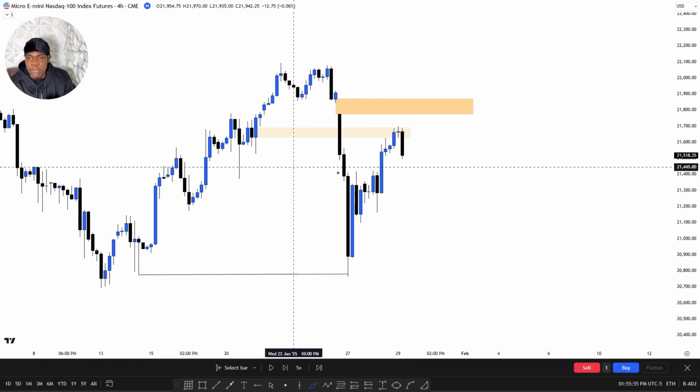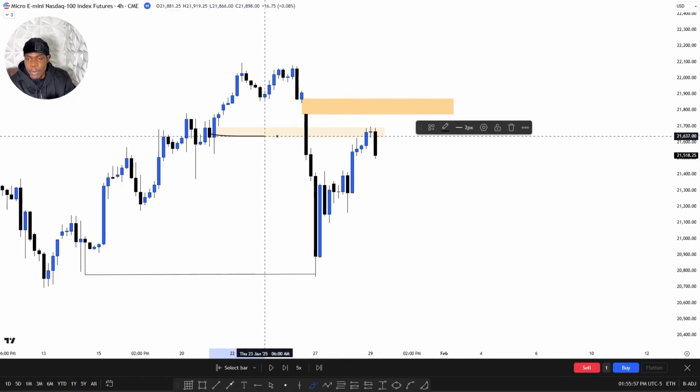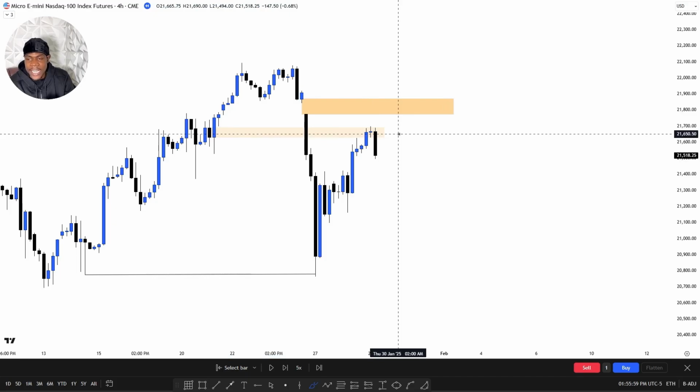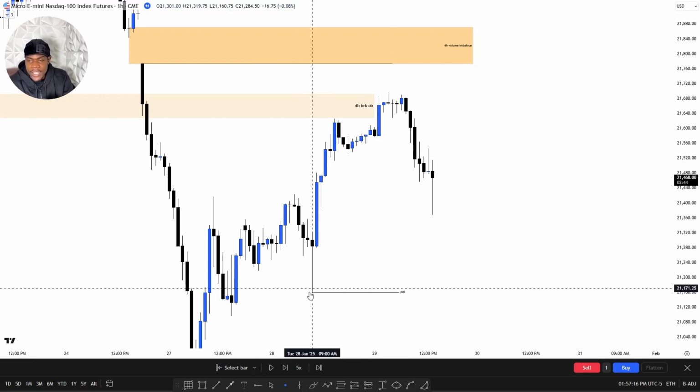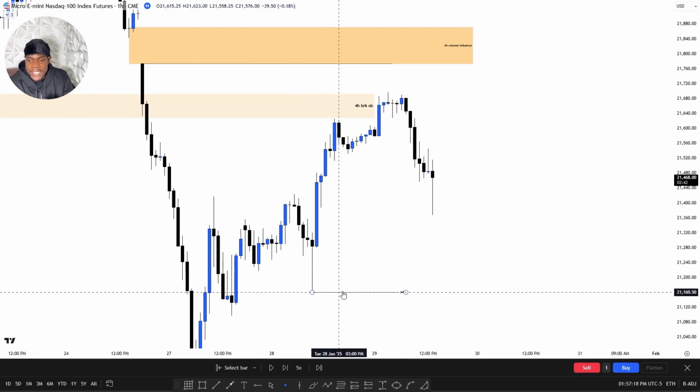Now we have our 4-hour bias, right? This is where price is reacting from. Now we can scale down on the lower time frames, on the 1 hour. And now on the 1 hour, the next thing I usually do, and I always tell you guys to mark out, is your previous session highs or previous session lows or your previous day highs or previous day lows. As you can see, this right here is our previous day lows.